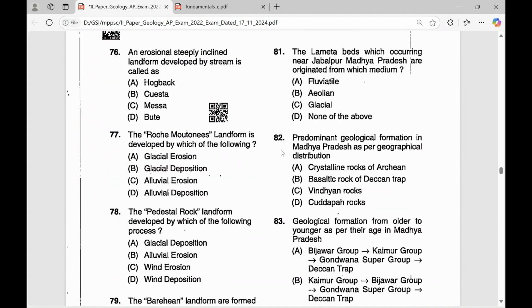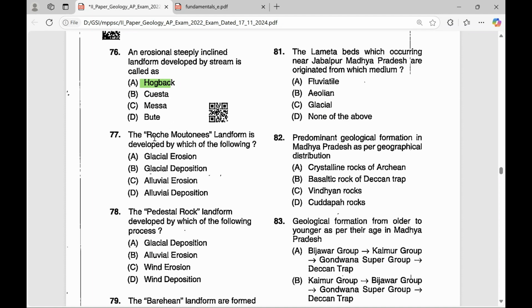Okay, so the next question: an erosional steeply inclined landform developed by stream is called as Hogback, Cuesta, Mesa, and Butte. So the correct answer here would be Hogback, right? Comment down below. Cuesta, Mesa, Butte are actually similar terms, but when it comes to size, they're different. So please write down below which agent produces such geomorphological features.